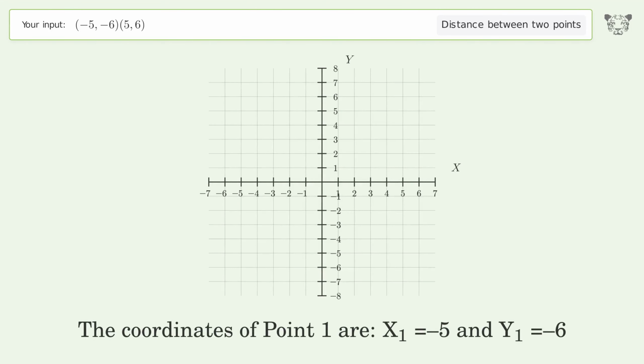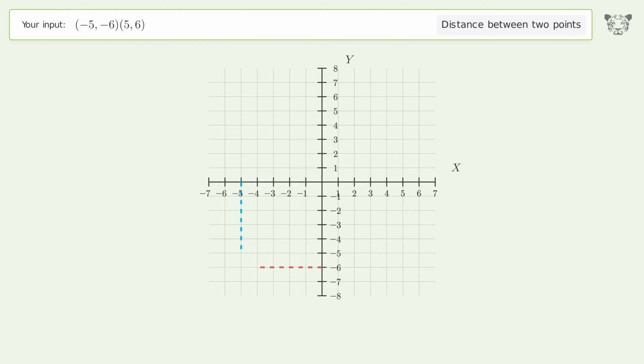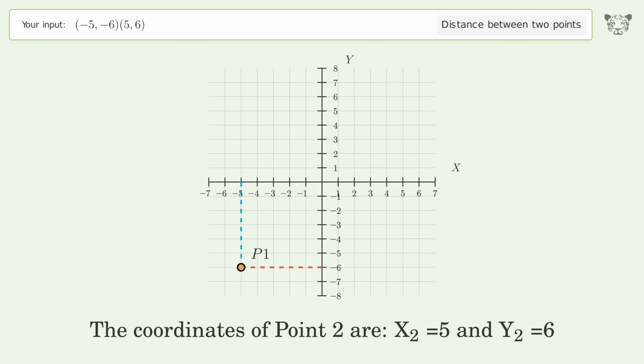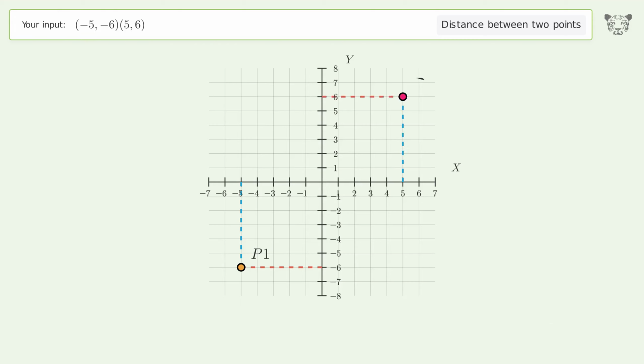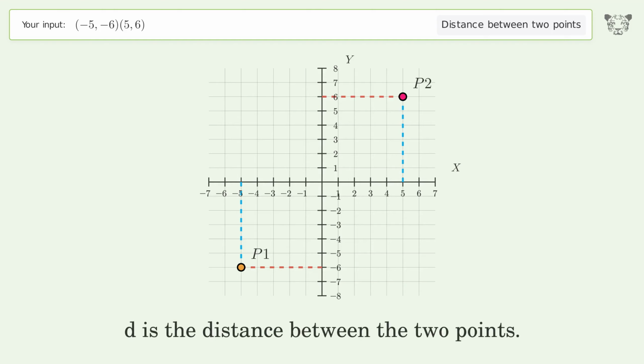The coordinates of point 1 are, x1 equals -5 and y1 equals -6. The coordinates of point 2 are, x2 equals 5 and y2 equals 6. D is the distance between the 2 points.